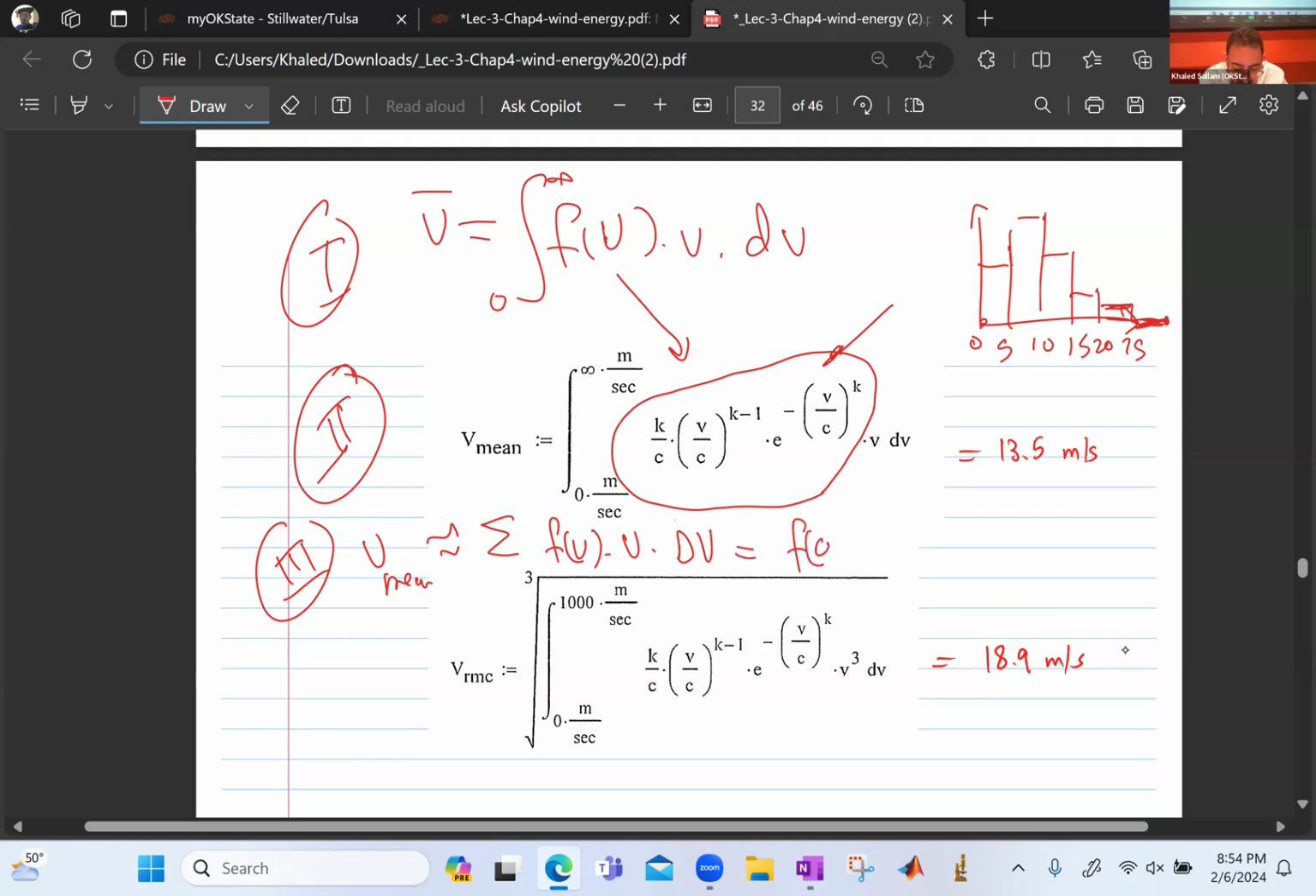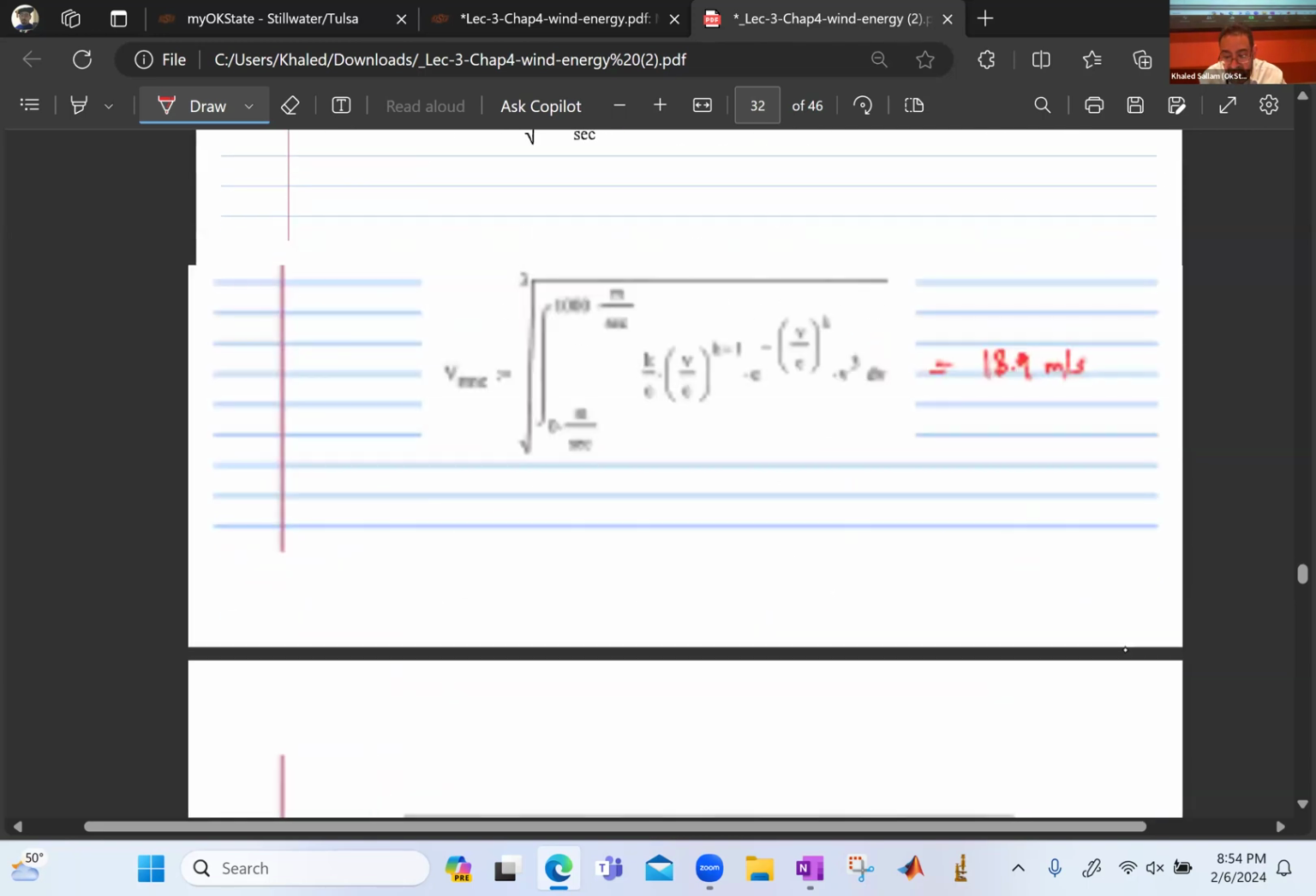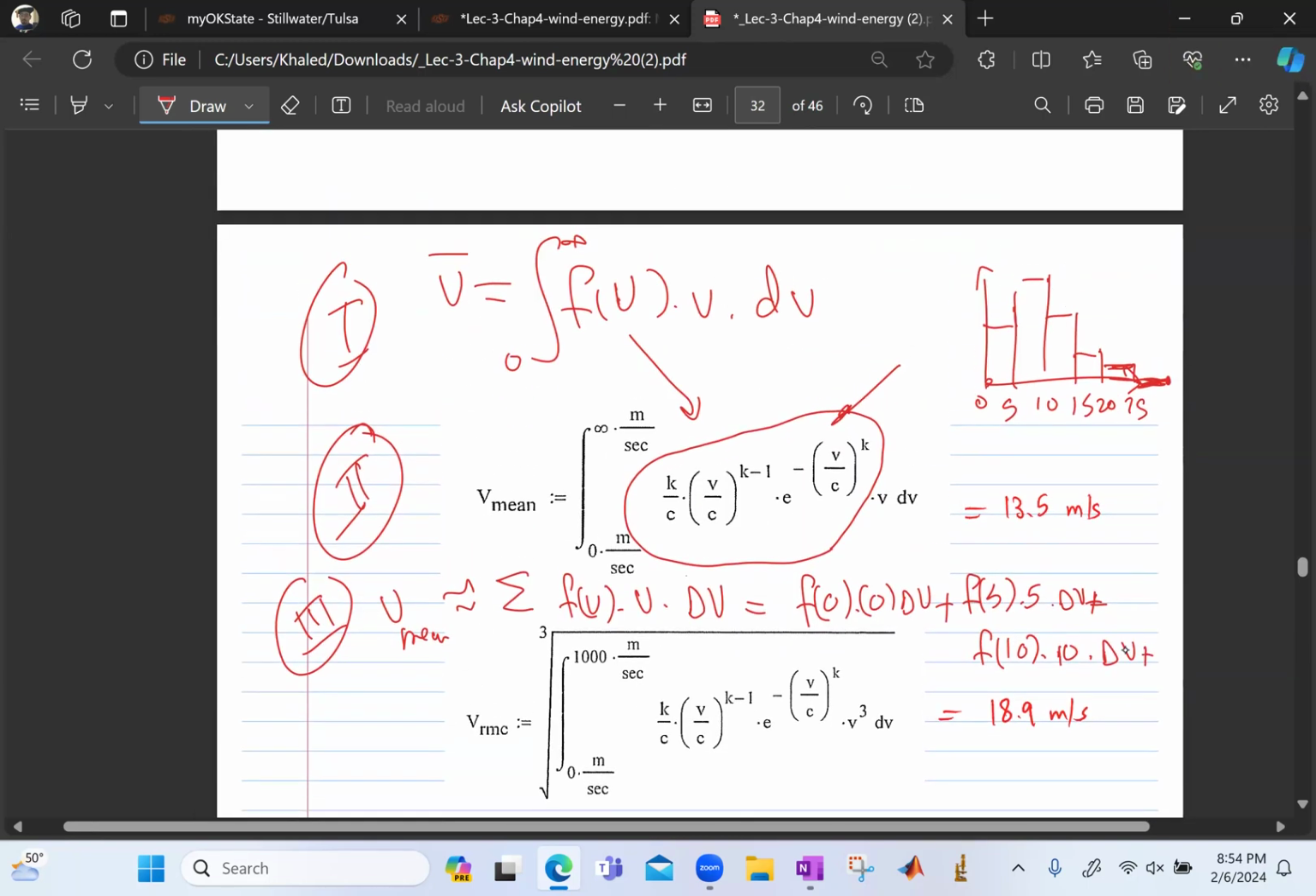Well, f of 0 multiplied by 0 times delta V, of course, is going to go to 0, plus f of 5 multiplied by 5 multiplied by delta V, plus f of 10 times 10 times delta V. Make sense? I could keep adding, but then you realize, how do I get f of 5 and f of 10 and all those f? How do I get them?